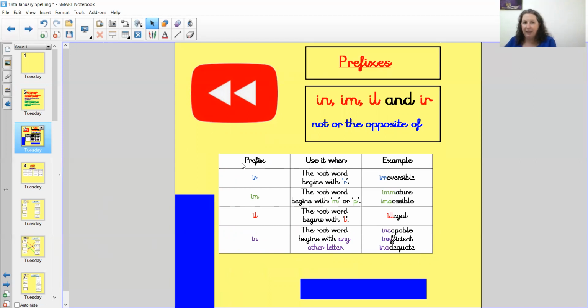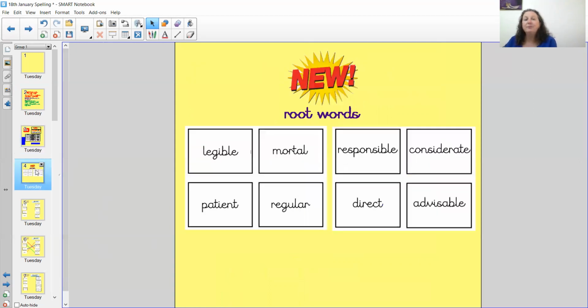So this week we have a new set of root words. Eventually, with the prefixes added, these will become our spellings for this week, which are tested next week. So these are our new root words: legible, mortal, responsible, considerate, patient, regular, direct, and advisable. They are our root words for today.